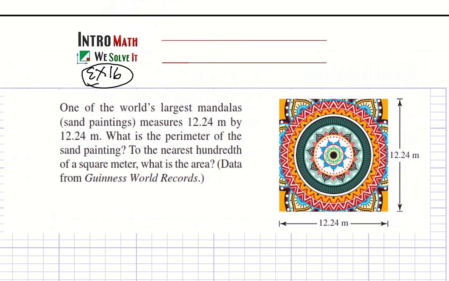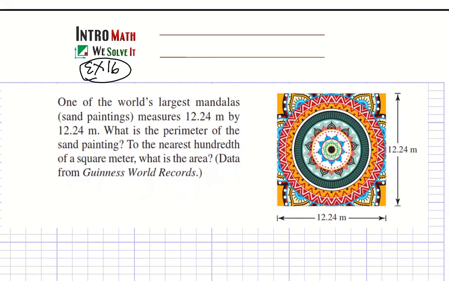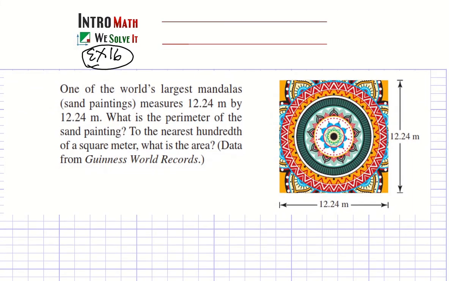Let's move on to this one. What does that one say? Hang on a minute. Here we go. It says that one of the world's largest Mandala sand paintings measures 12.24 meter by 12.24 meter. That's square. What is the perimeter of the sand painting? To the nearest hundredth of a square meter, what is the area?